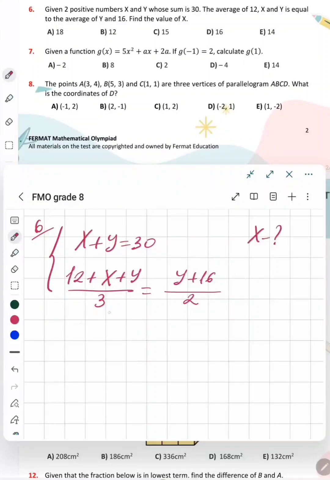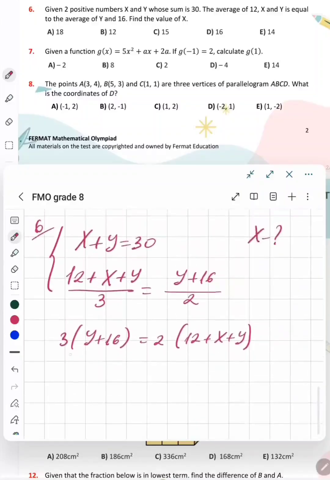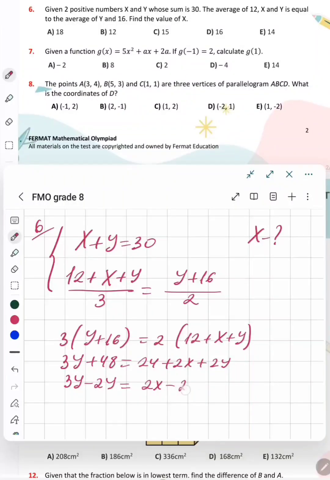Let's simplify the second equation by cross multiplication. So 3 times y plus 16 equals 2 times 12 plus x plus y. Expand the brackets. 3y plus 48 equals 24 plus 2x plus 2y. Now if we move 2y to the other side, it becomes minus 2y. 3y minus 2y equals 2x minus, if we move 48, it becomes minus 48. So we have to subtract 48 from 24, which makes minus 24. Now, y equals 2x minus 24.